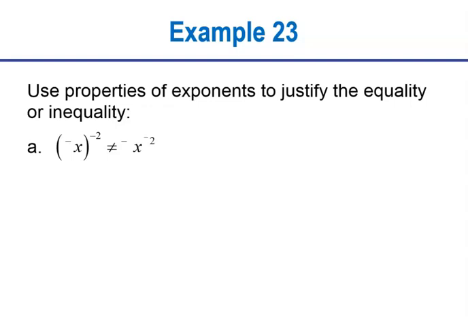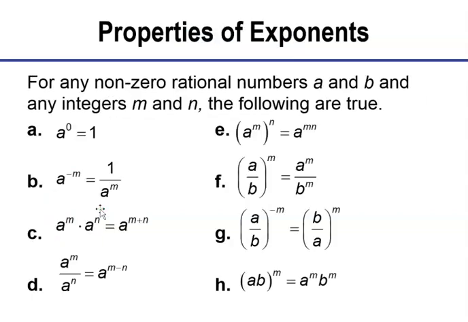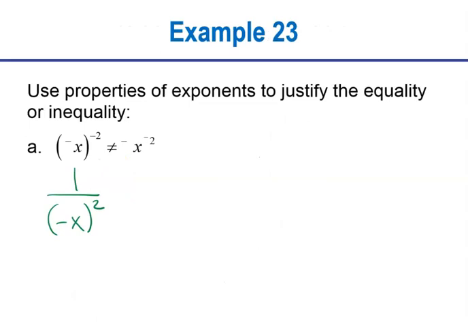1 over negative x to the positive 2 power. Notice all I've done is use the definition of a negative exponent. Let me go back to that for you. So you'll see that it is this one right here. I just took what we had, the base, to the power, threw it in the denominator with a 1 on top. That's all we did there, okay?